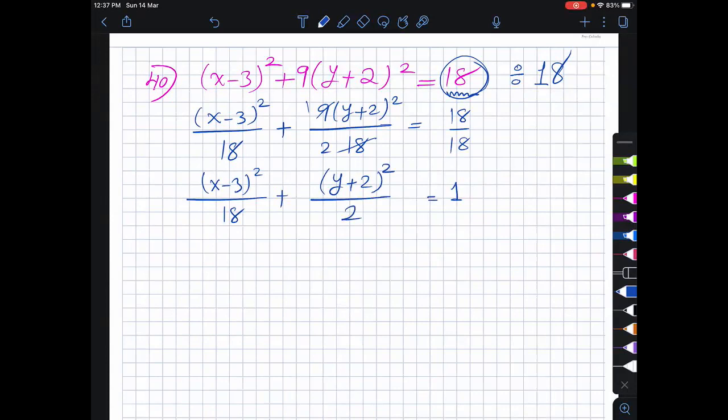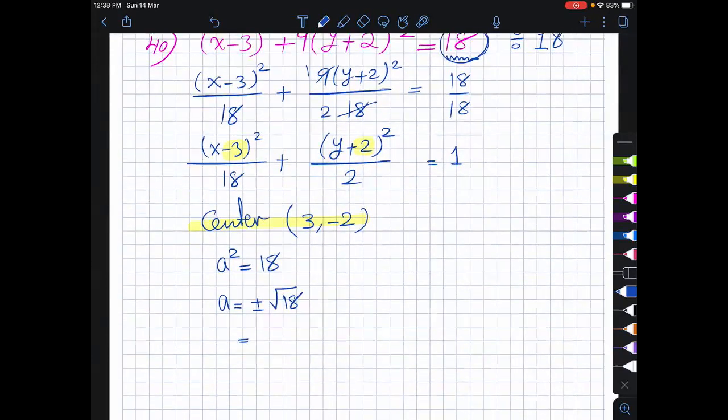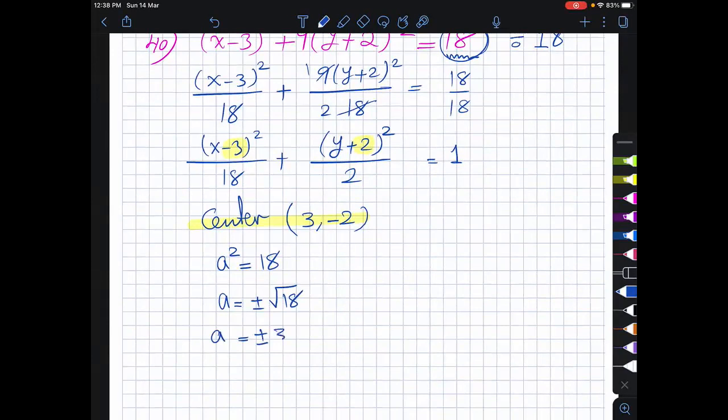So what is the center, Yusuf? The center is 3 and negative 2, that's h and k. Pay attention, guys: it's important to know the center to graph, because we start from the center. Then which one is greater, 18 or 2? 18 is greater, so a squared equals 18, and a equals positive or negative root 18, which is 3 radical 2.